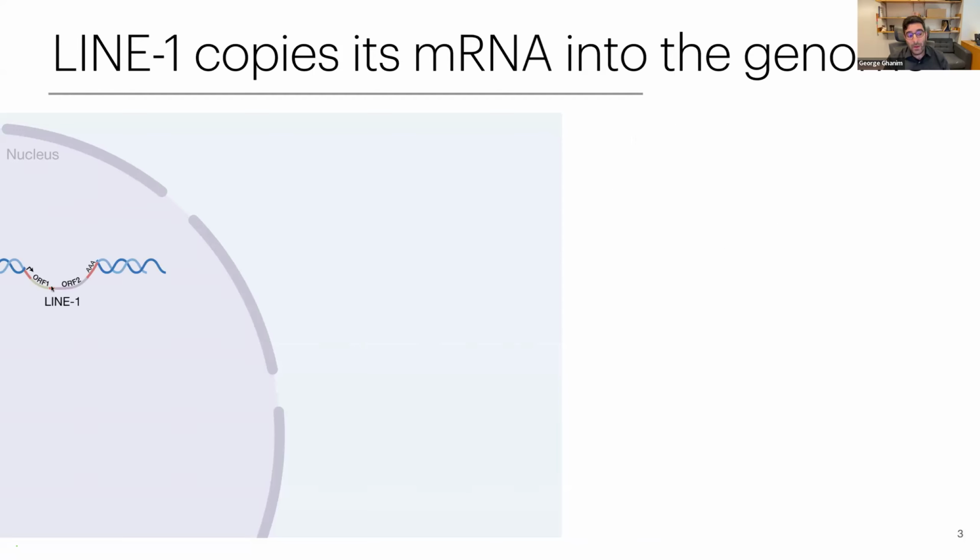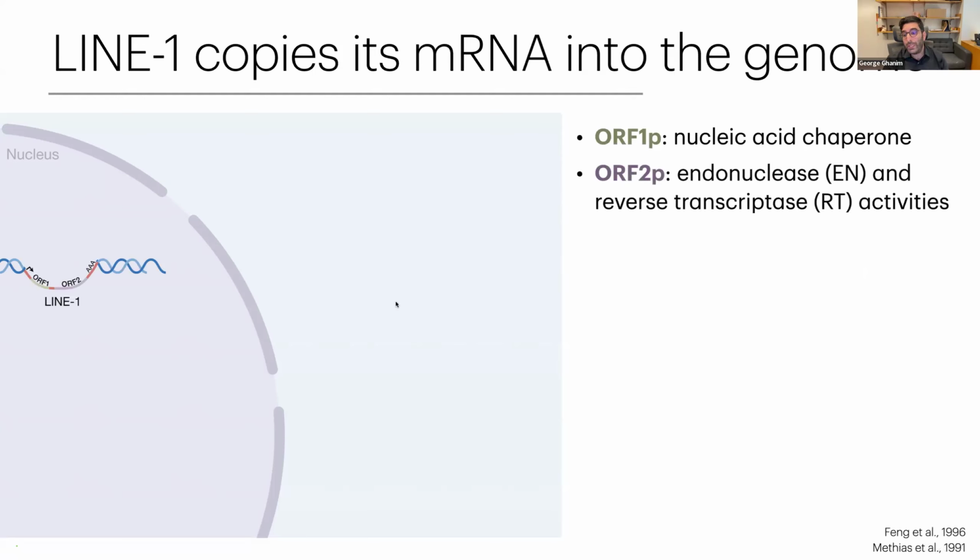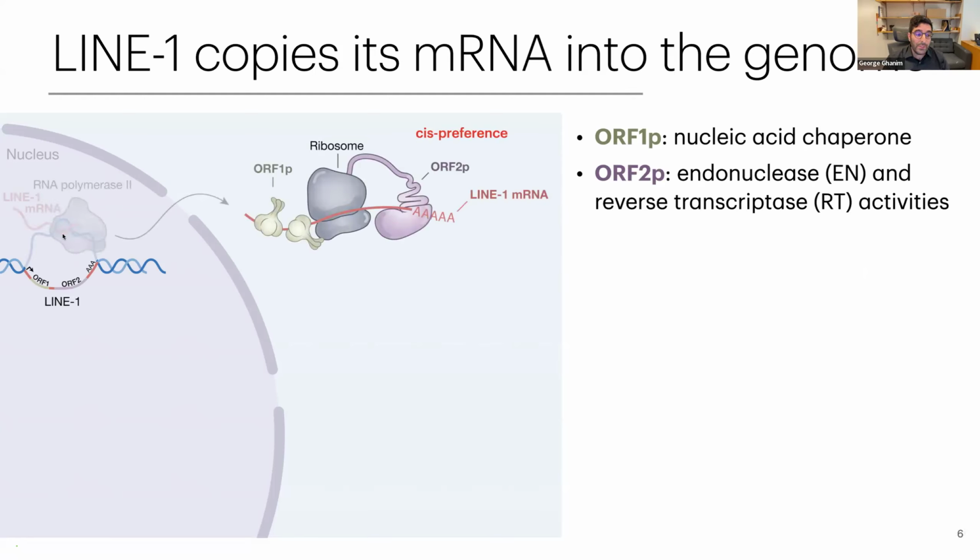Okay, so how does this all work? We'll focus on the LINE-1 element for this talk, and the LINE-1 element contains two open reading frames, ORF1, which is a nucleic acid chaperone, and then ORF2, or ORF2P, which has endonuclease and reverse transcriptase activities. And retrotransposition begins with transcription of the LINE-1 mRNA, and then in the cytoplasm, ORF1 and ORF2P will assemble with their own encoding mRNA. Not other LINE-1 mRNAs, not other cellular RNAs, but their encoding mRNA. And this is called cis-preference. You don't need to remember it, but it's just an unusual feature.